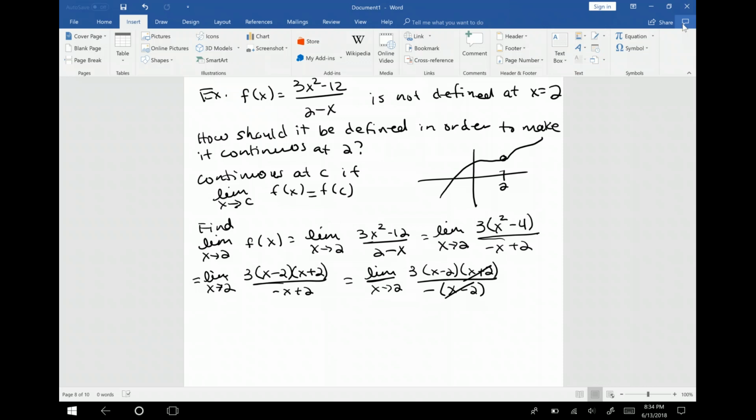I just have that negative. I can put the negative in the numerator. And then I can plug that 2 in, and I can move the negative up to the numerator. And I have negative 3 times 2 minus 2. No. It's plus, right? Oh, I canceled the wrong one.